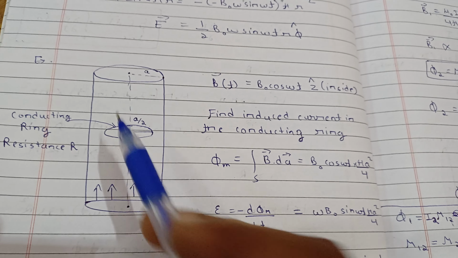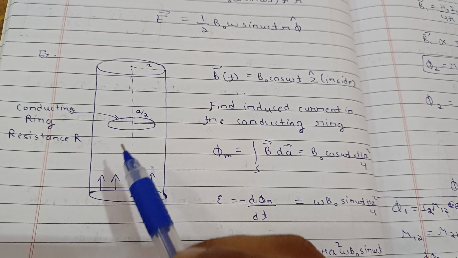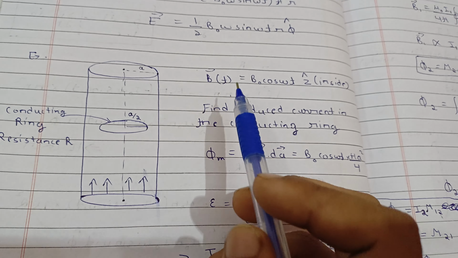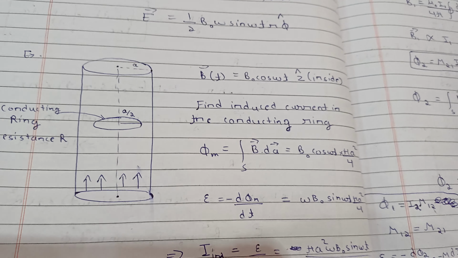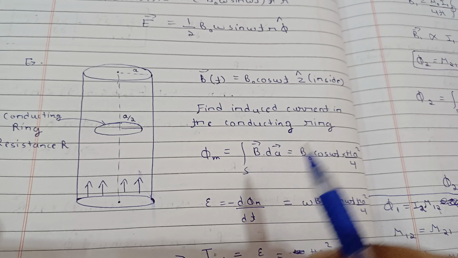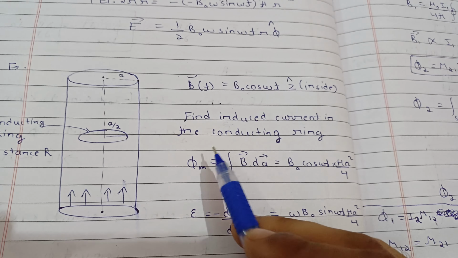Now let's consider there is a solenoid. Inside we have put a conducting ring with resistance R, and you need to find the EMF induced on this due to the change in the magnetic field. That is how the electric field will be produced and EMF will be induced. So let's see what the EMF is. B(t) will be B naught cos omega t in the z cap direction inside. Find the induced current in the conducting ring.